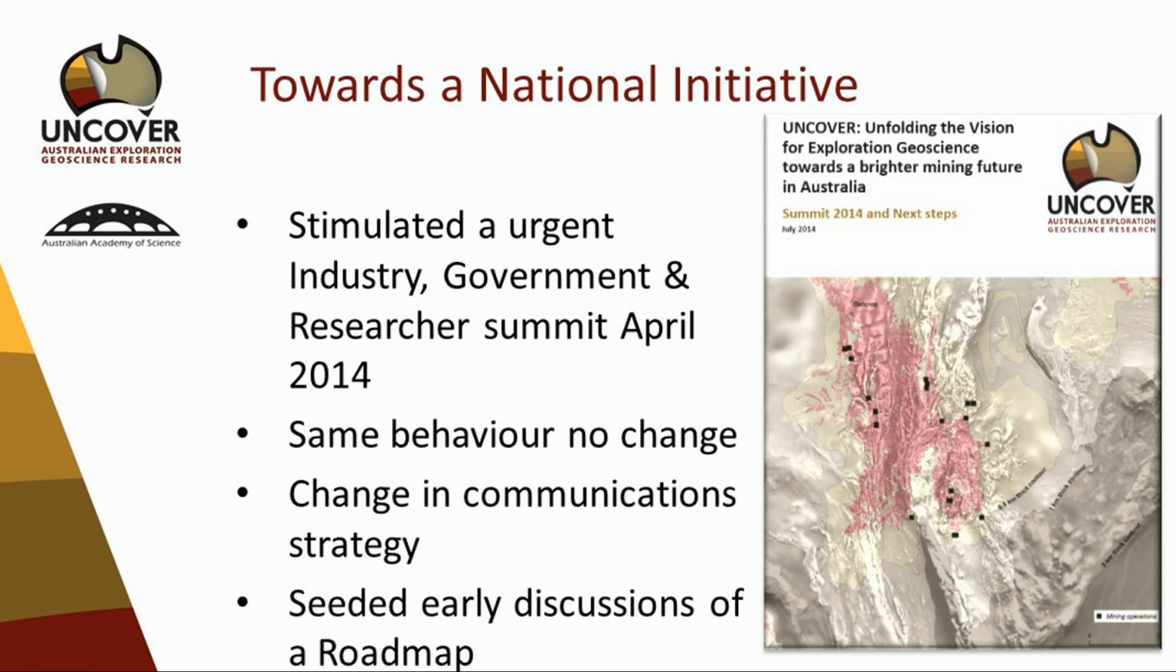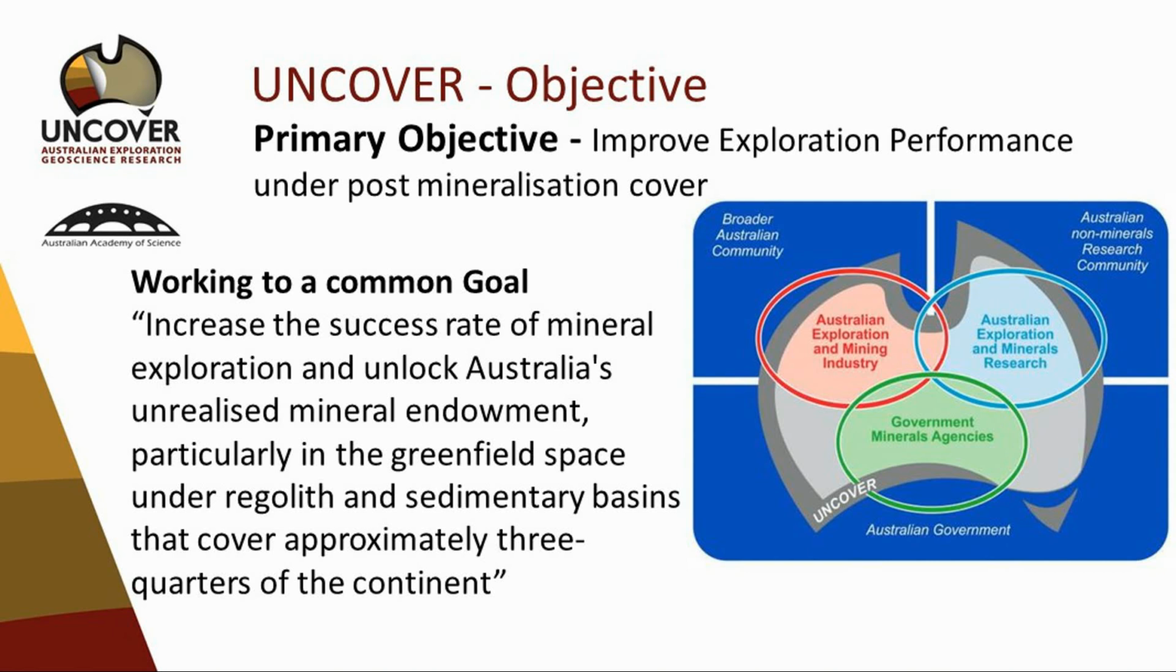So at that meeting, a few of us got together and said, we've got to change this. First of all, we needed to change our communication strategy. You'll see a few things that we put together to provide some consistency in the way that we talk to people, and not just us. How do we talk to the politicians, and how do we talk to the general community as well? And that seeded the early discussions on putting a real roadmap together. So first up, let's get some communication strategy together.